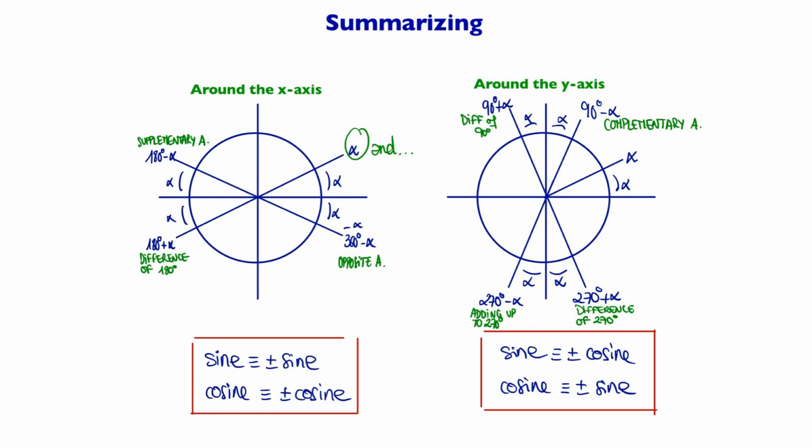Because as we know, if we are working around the x-axis, the sine of my angle, one of these three, is the same as the sine, positive or negative, of the angle from the first quadrant, and the cosine is the cosine, positive or negative. But it's not the same thing if we are around the y-axis, because the sine is the cosine, positive or negative, of my angle from the first quadrant, and the cosine is the sine. This is the most important information from here, and obviously the definitions.